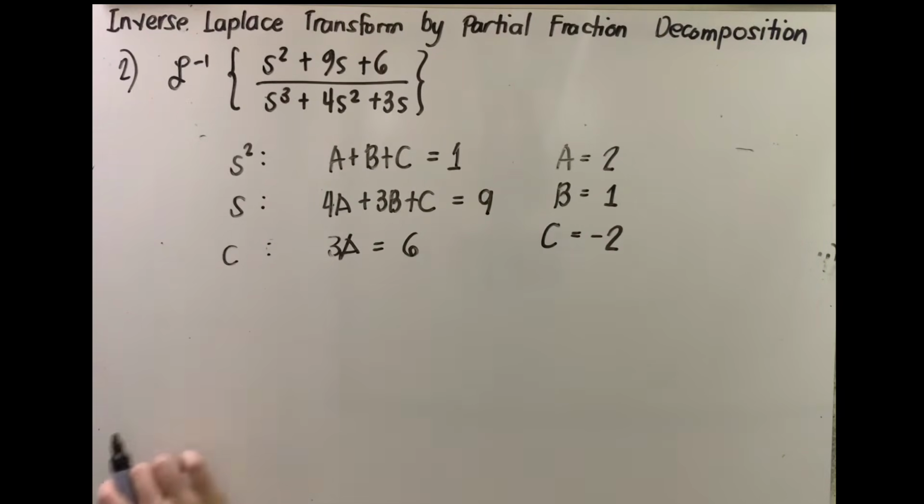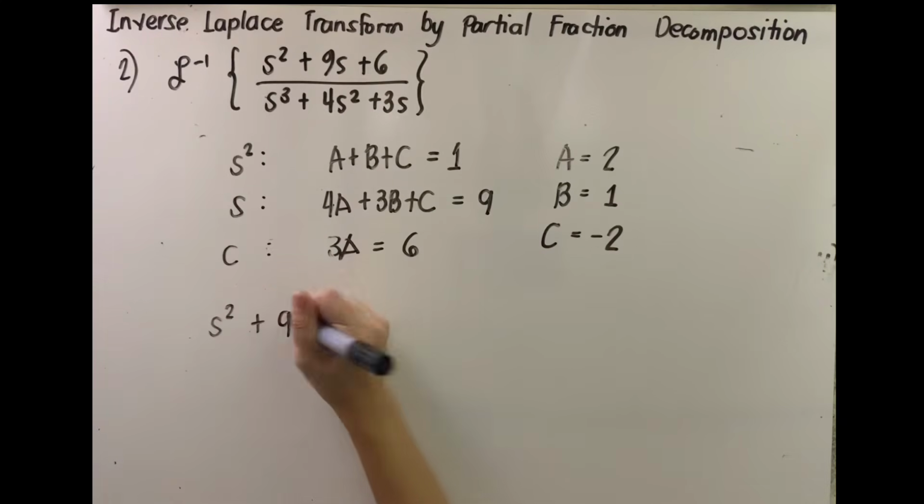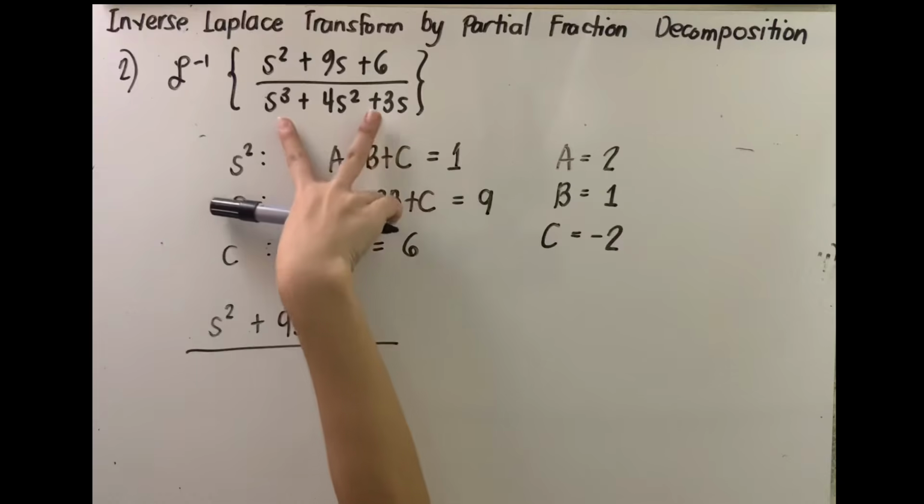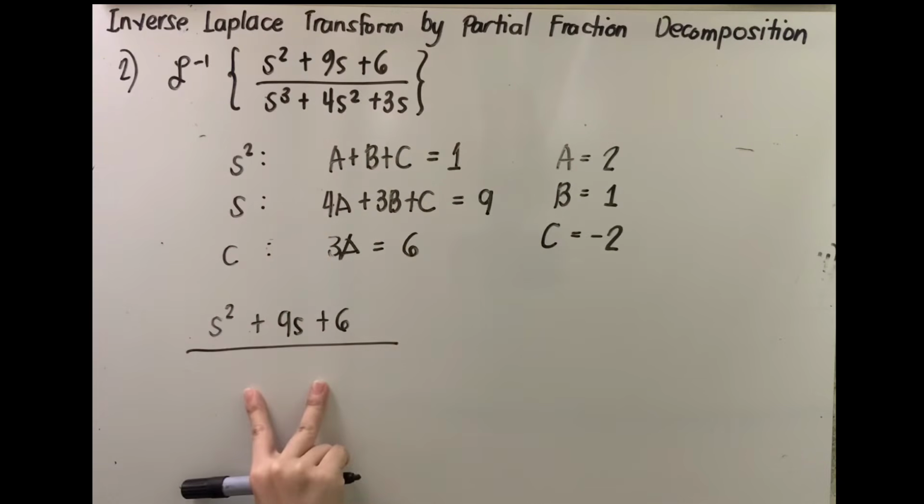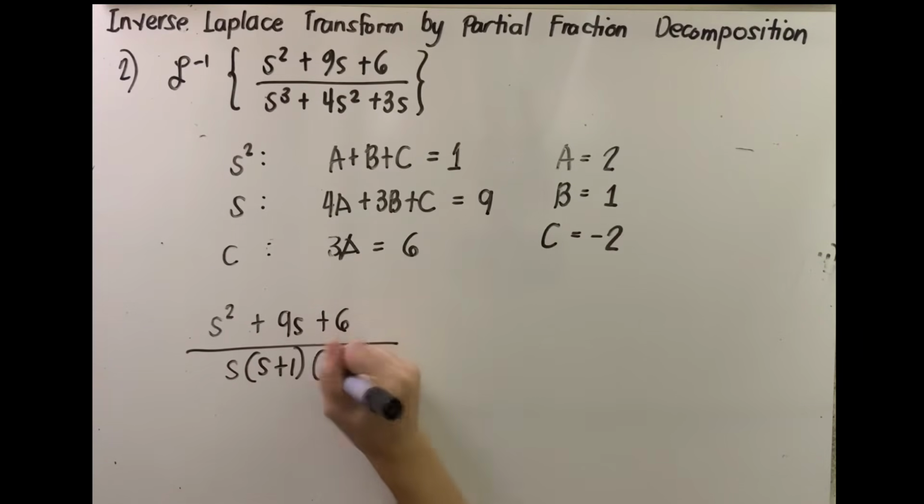Okay, so trying out the alternative na ginawa natin kanina yung sinasabi natin, residual or yung ating mas madali finger method, para lang mapakita ko ulit siya sa inyo. So you have s squared plus 9s plus 6 all over. I'll write the denominator in factored form na po. So that would be s times s plus 1 times s plus 3 ulit.